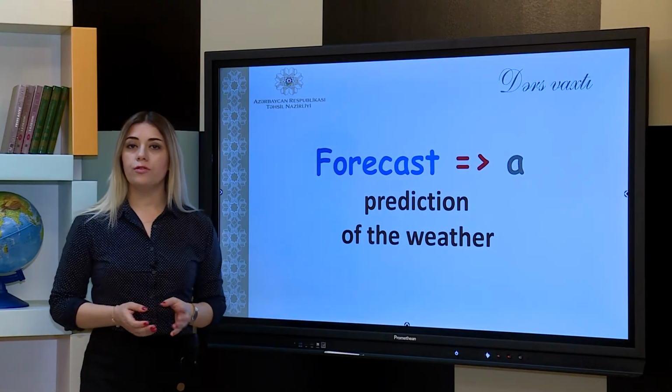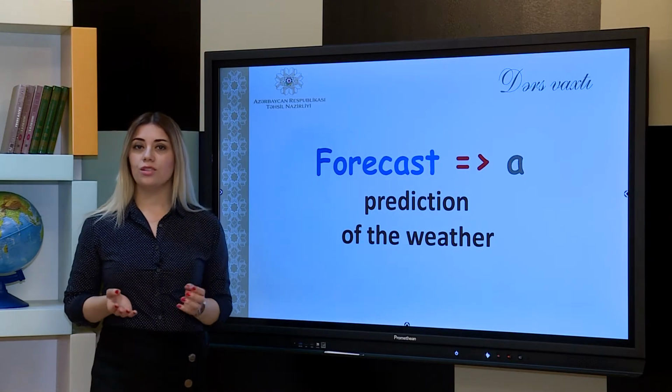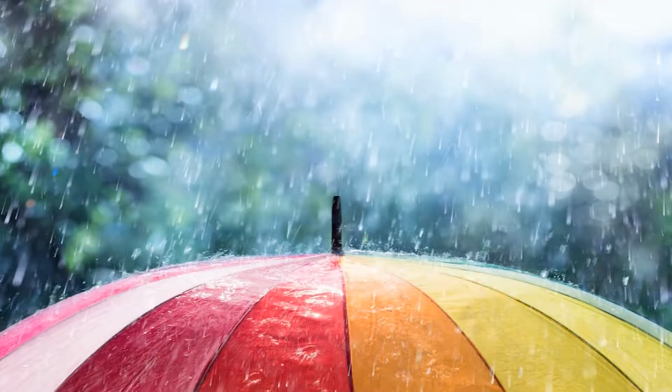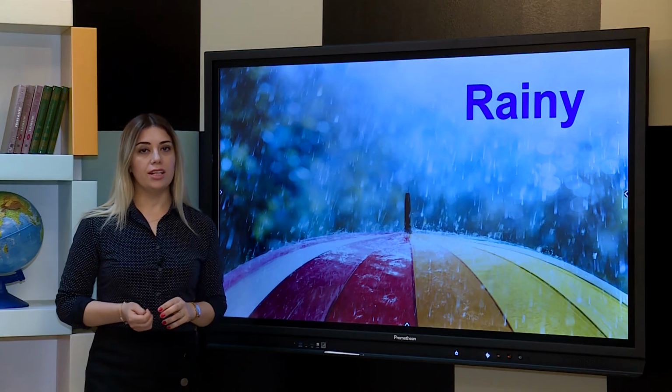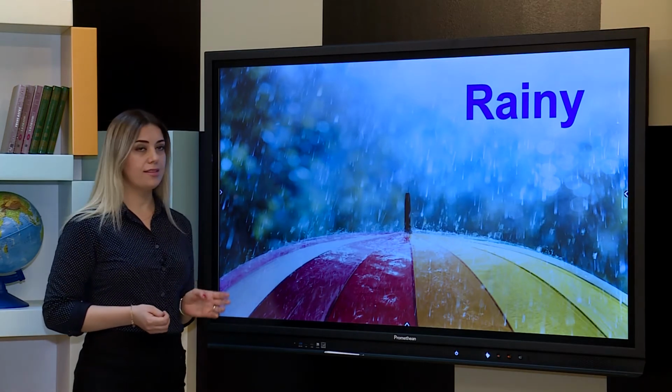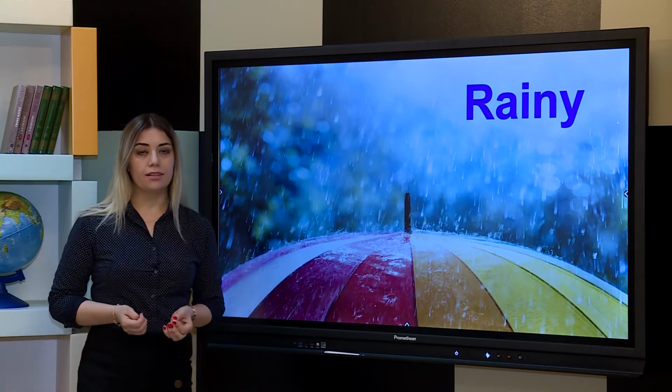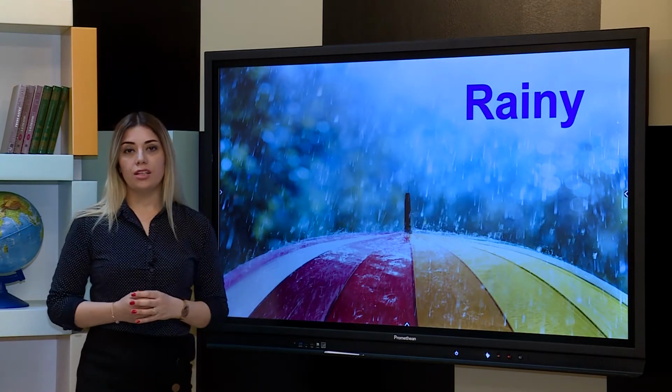Do you know lots of words about weather? Let's learn together. Look at the picture. What's the weather like today? What is happening in this picture? The weather is rainy. We call it rainy. It rains. It is raining. And the weather is rainy.